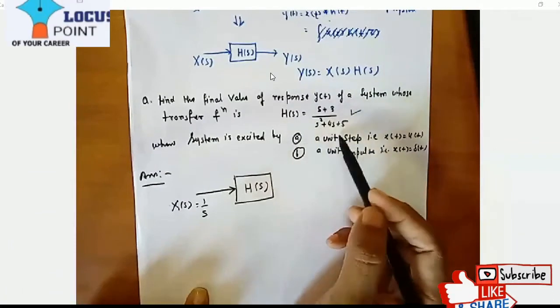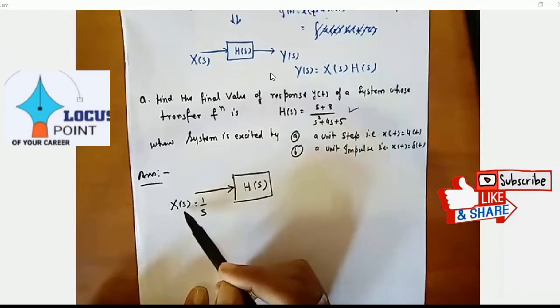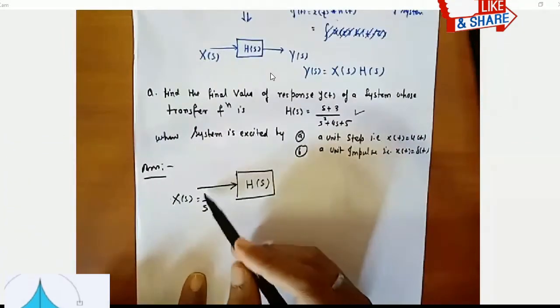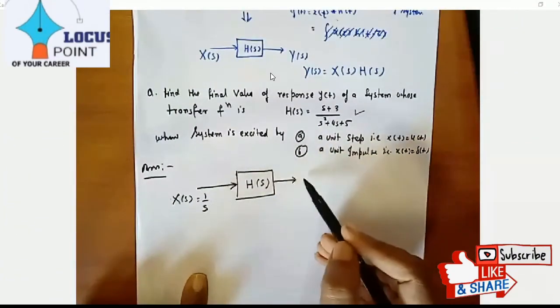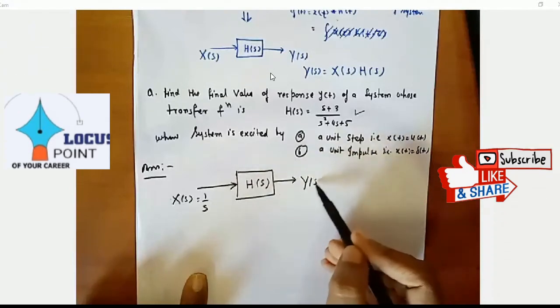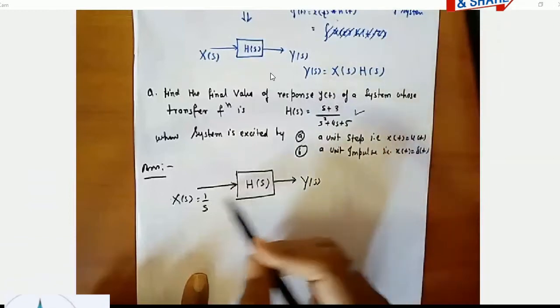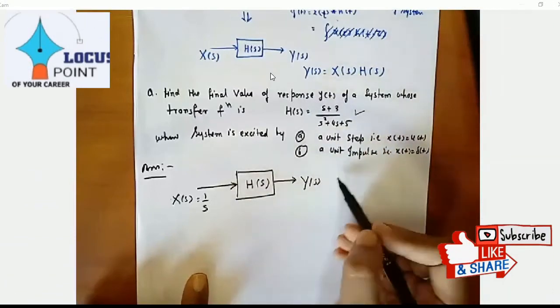So this question consists of two parts. In one part you will write u(t), and in the other you will write delta(t). Then we will calculate this one, and you need to find Y(s). I have already told you that in the frequency response, Y(s) is simply the multiplication of these two.